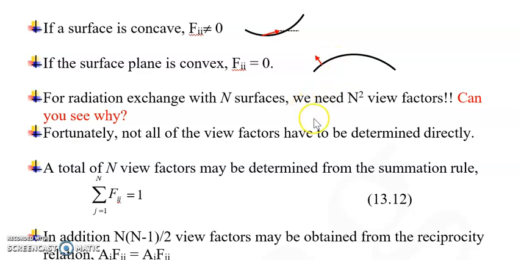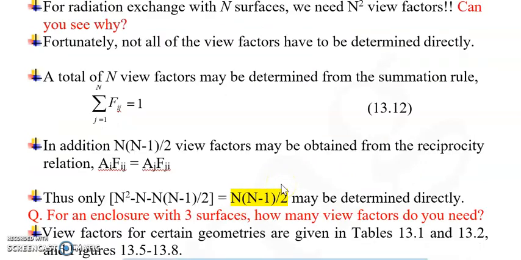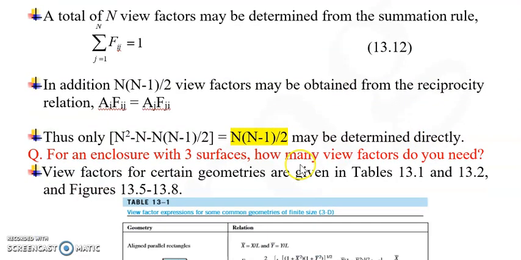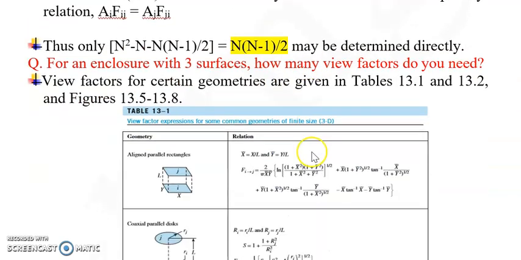For radiation exchange with n surfaces, we need n to the power of 2 view factors. Can you see why? But fortunately, not all the view factors have to be determined directly. n of those view factors may be determined from the summation rule. Meanwhile, n(n-1)/2 view factors may be obtained from the reciprocity relation. So we only need n(n-1)/2 determined directly. For an enclosure with 3 surfaces, how many view factors do you need? It's just 3.